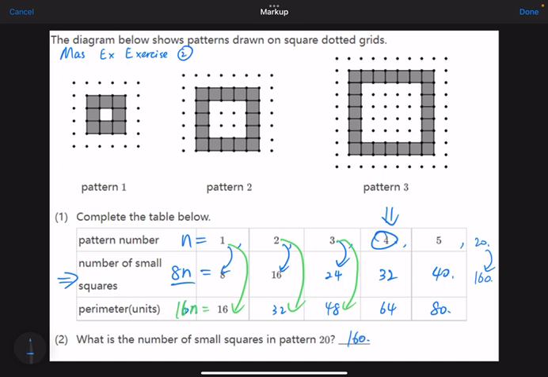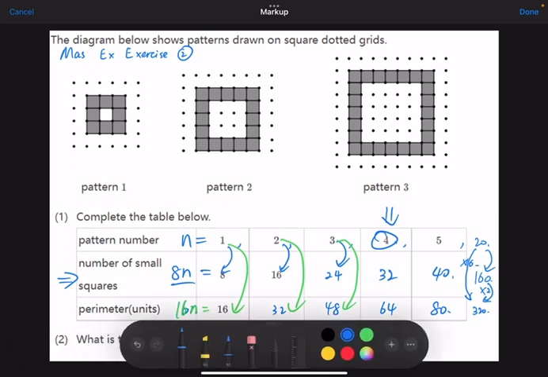We can also find the perimeter for it, which is just 160 multiplied by 2, or we multiply 16 by 20. Either way will give us the correct perimeter, 320 units. Okay, and that is this question.